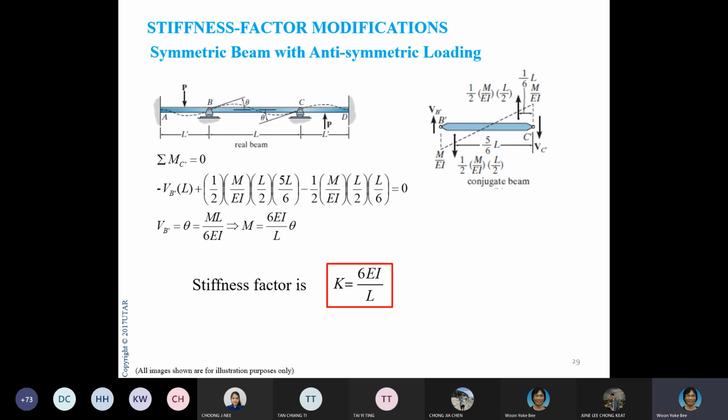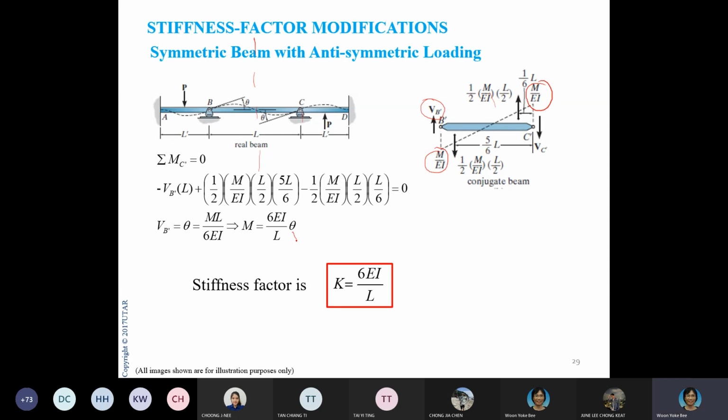The other one is the anti-symmetrical loading case. That means the beam is symmetrical in geometry, but the loadings are anti-symmetrical. That means if I draw the axis of symmetry here, the loadings are upside down. So again, we use the conjugate beam. We establish the moment for this span, and you divide by EI. So in this case, you have M over EI here and M over EI here. Then you calculate to find your VB prime.